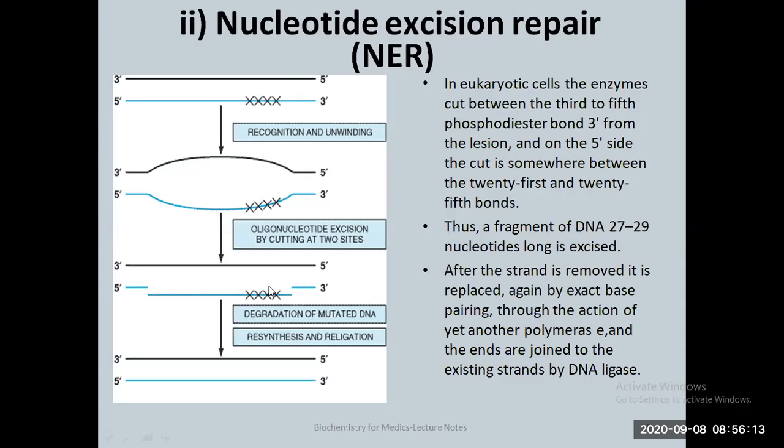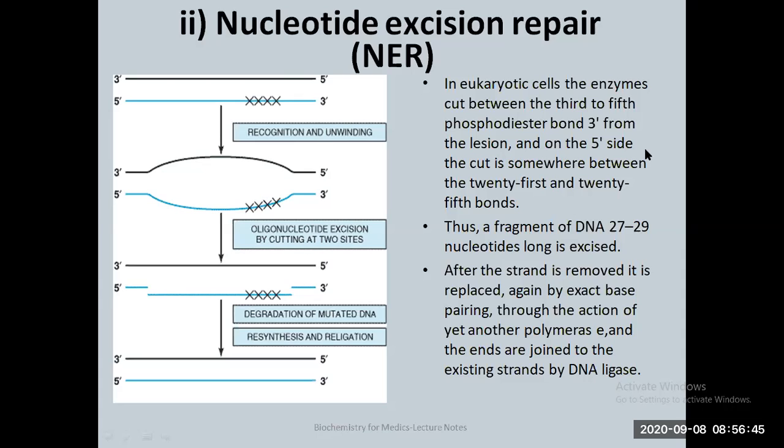Because it is mutated, the nucleases will come and do the job of removing or degrading it. Then immediately, the enzymes DNA polymerase and DNA ligase will go into function and make a new strand. So now you basically have a new strand without any mutated DNA.